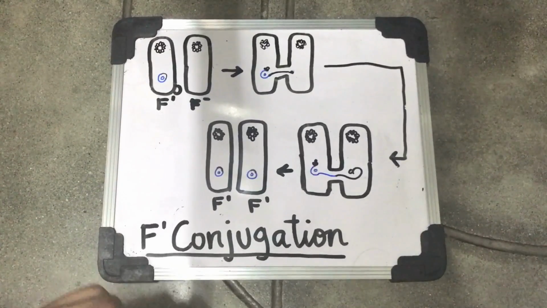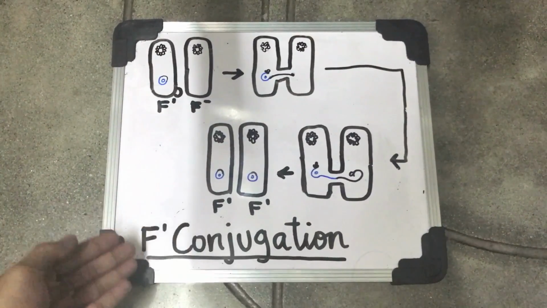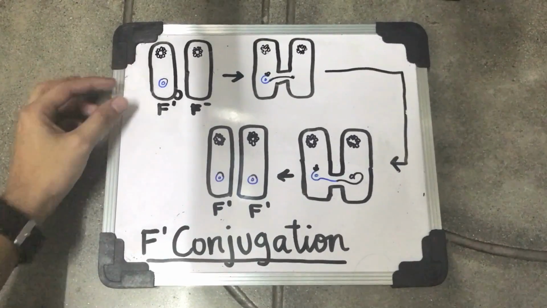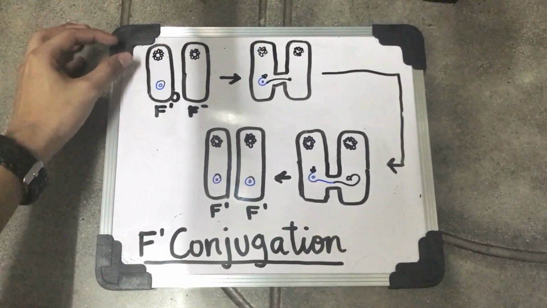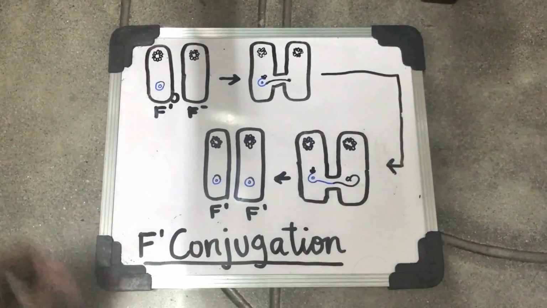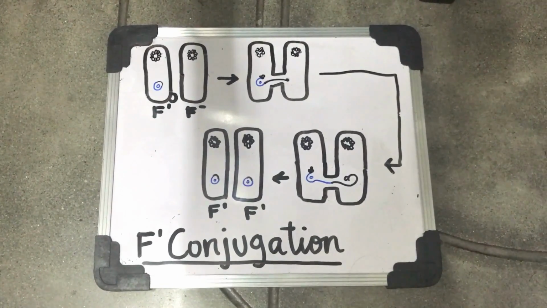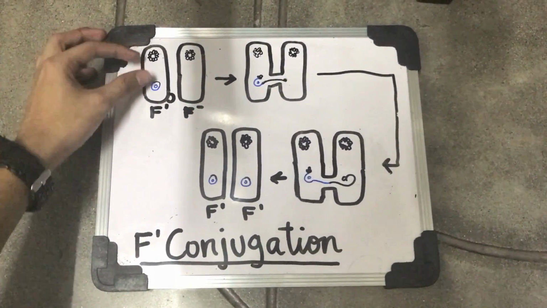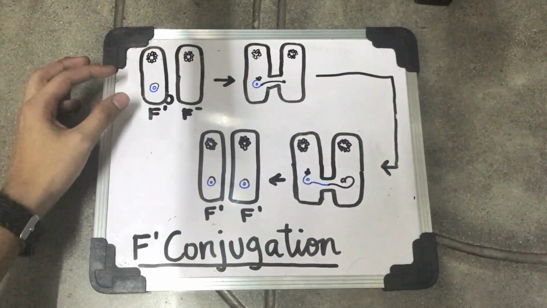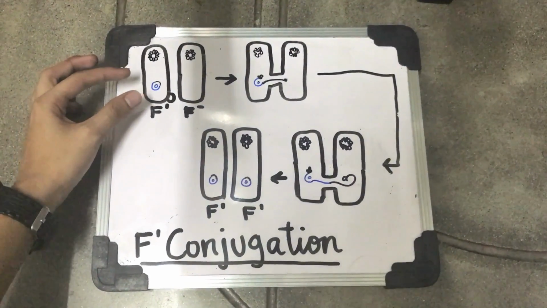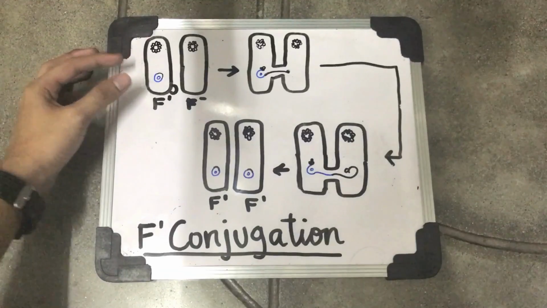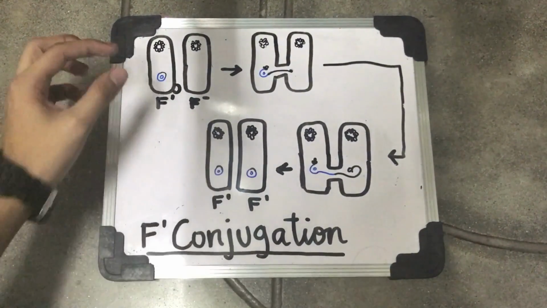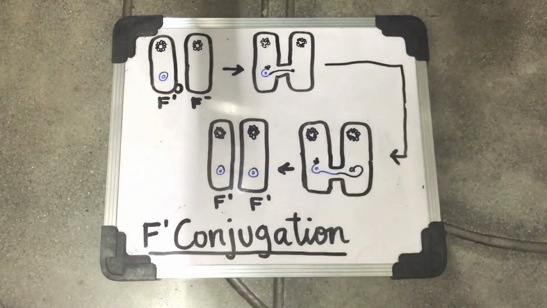The third type of bacterial conjugation is called the F prime conjugation. Because the F factor is an episome, it can separate itself from the bacterial chromosome. Sometimes, when this happens, it takes with it a small piece of the bacterial chromosome. The newly formed plasmid is larger and more genetically distinct from that of a normal F factor. So now, it's called an F prime plasmid.